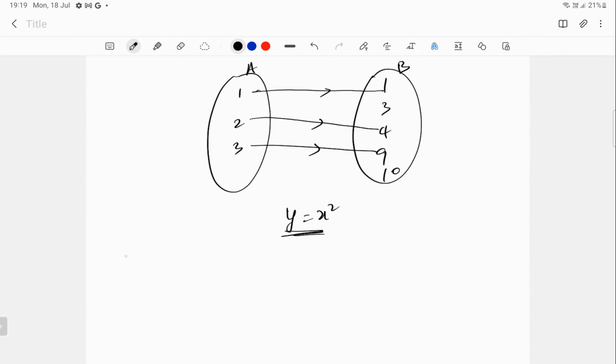Now there is something called domain. Okay. Why are you laughing? Is there something funny about domain? Tell me, we'll also laugh with you.